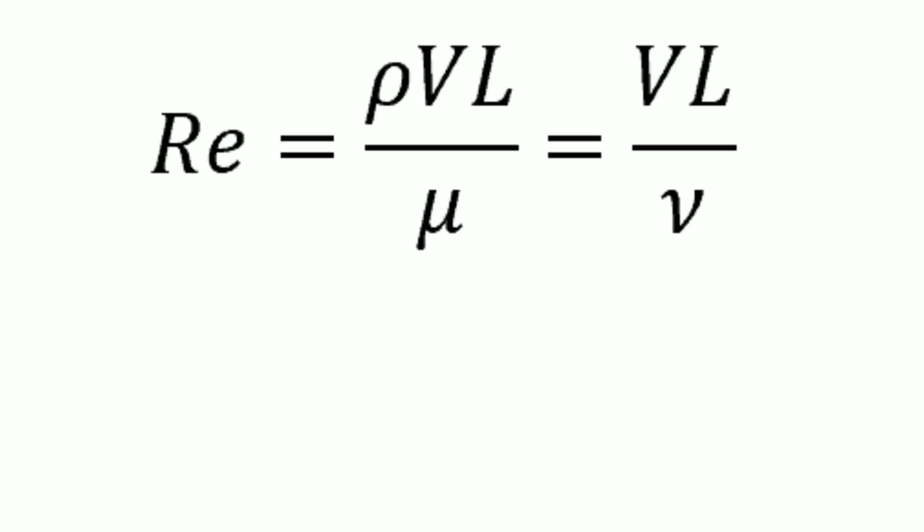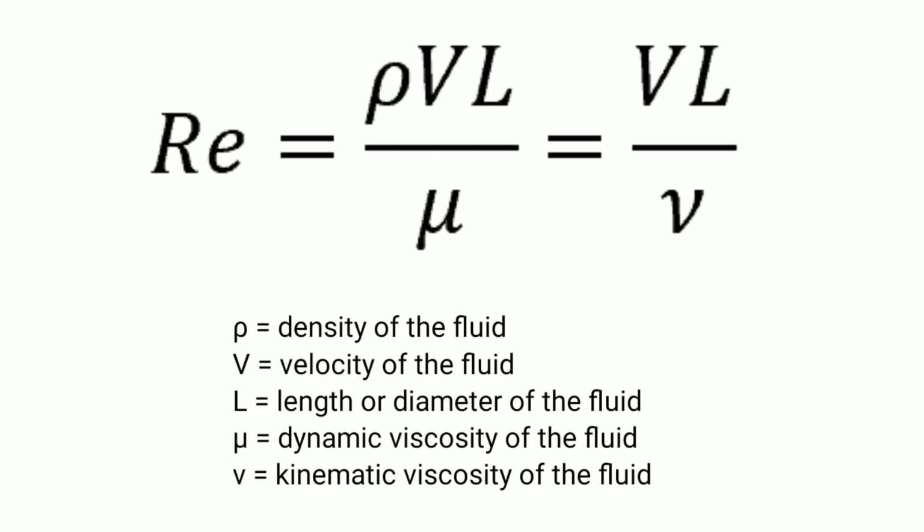These forces can be expressed as rho times V times L for inertial force divided by mu for the viscous force, or simply capital V times L over the small letter v, where rho denotes the density of the fluid, capital V is the velocity of the fluid, L represents the length or diameter of the fluid, mu is the dynamic viscosity of the fluid, and small v is the kinematic viscosity of the fluid.